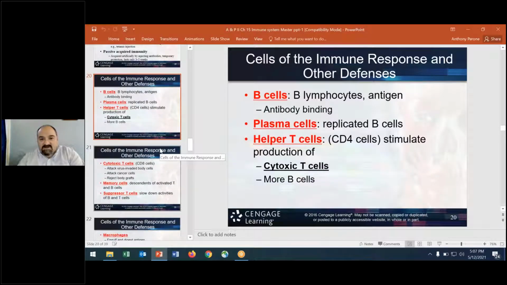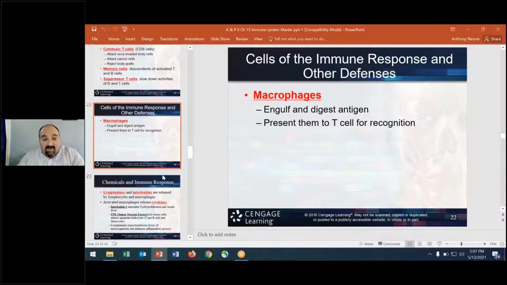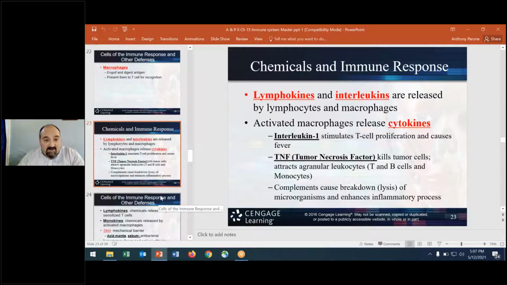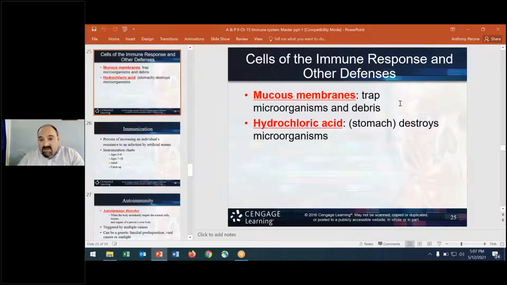You see here the discussion of the specific types of cells present as far as B and T lymphocytes, as well as the significance of macrophages and such, and different chemicals, and the importance of the mucous membranes present within the body, surrounding and really allowing for the cavities of the body to be protected and such.